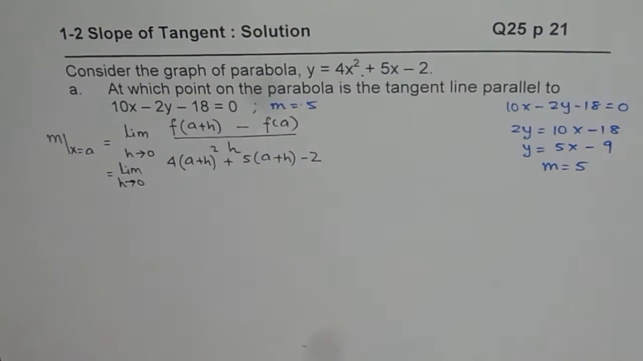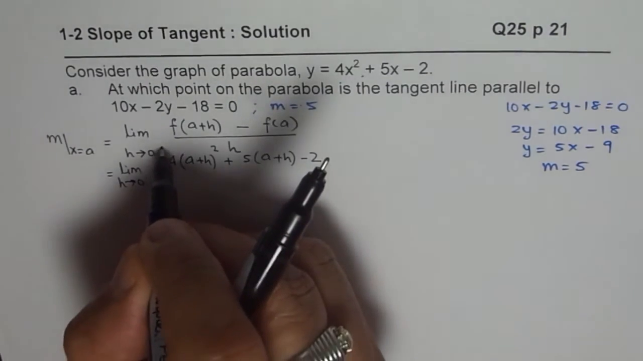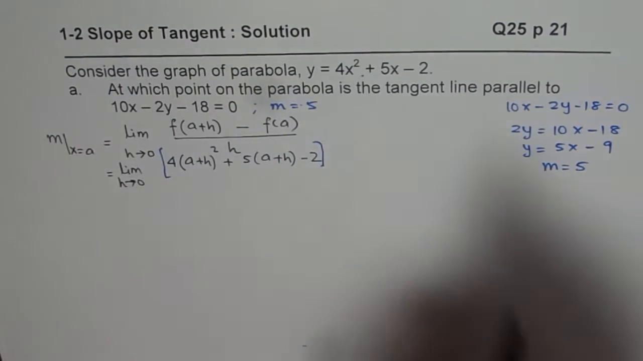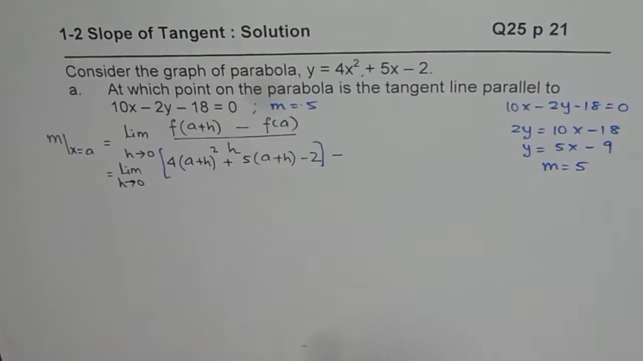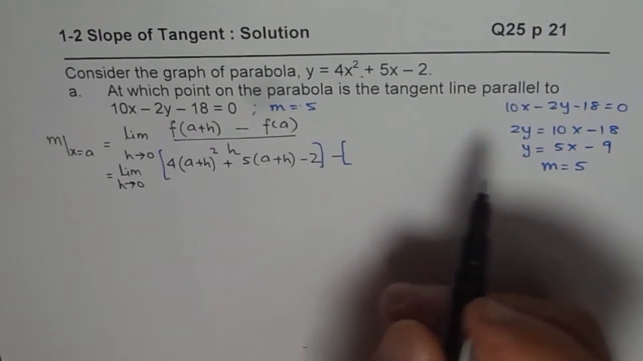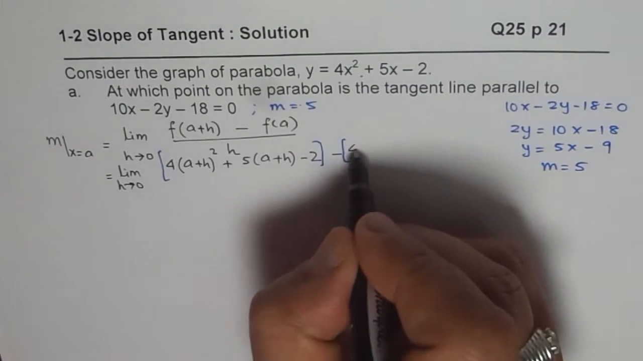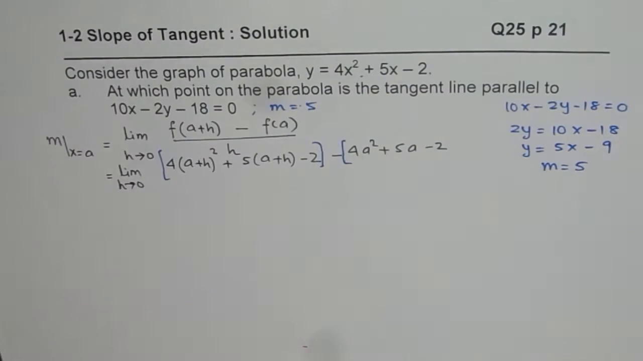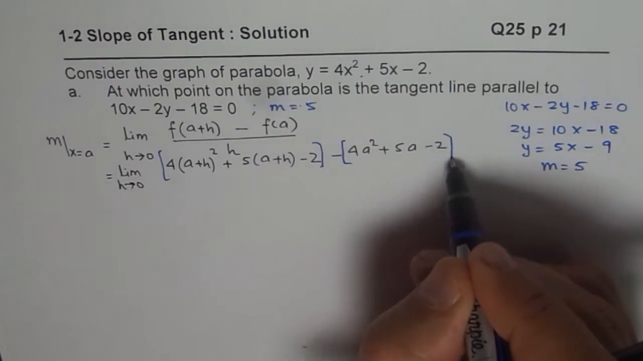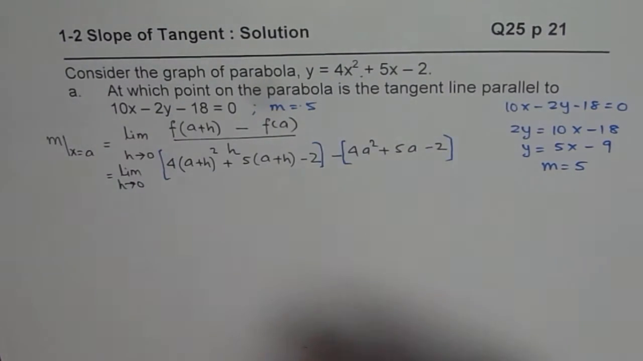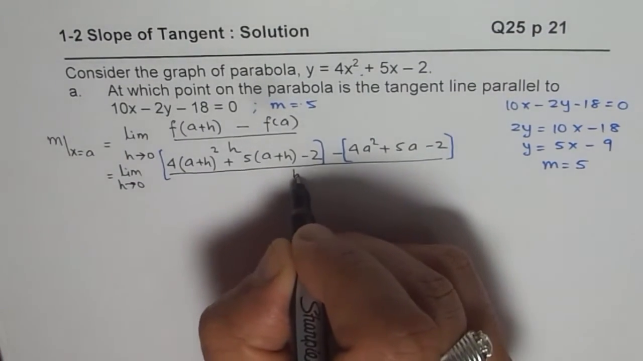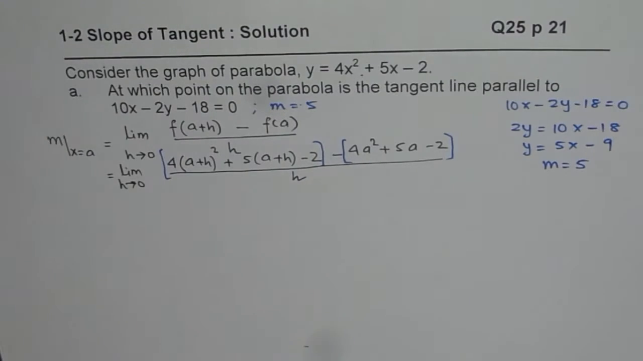So that is the first term. Let me write down the first term in brackets here, and then we'll subtract the second term, which is f of a. So let's do the second term. F of a really means substitute x as a. So we get 4a squared plus 5a minus 2. That becomes the second term, which is f of a, and everything here is divided by h. So that is the equation to be solved.